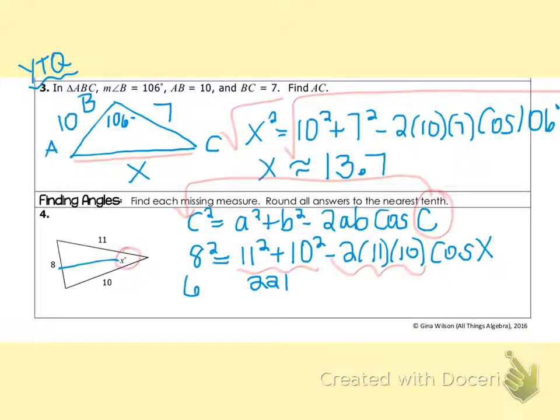8 squared is 64. If we multiplied 2 times 11 times 10, that's going to be 220. And then cosine of X, so we don't know. So in order to solve this, we'd have to undo this to get the cosine of X by itself, and then take the inverse. So we'd have to subtract 221 from both sides.